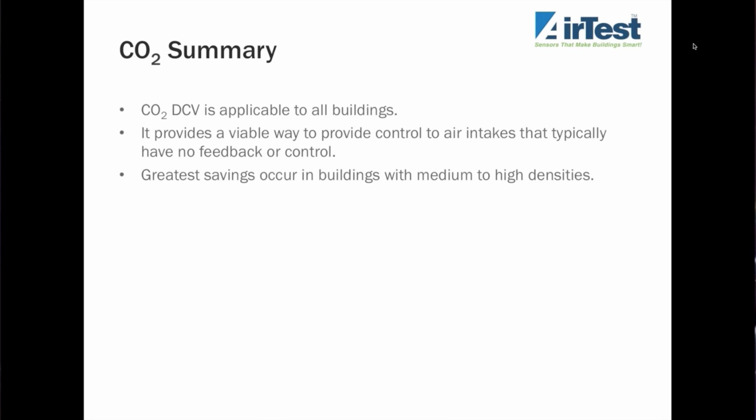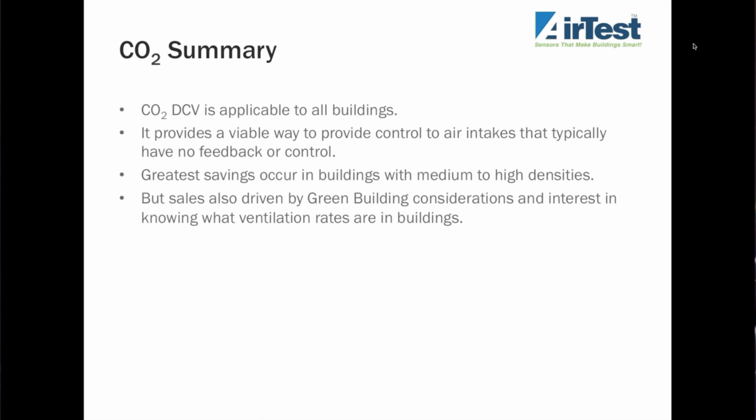So I think the thing we've learned and where the greatest implementation has been so far is in buildings that have medium to high densities, and that includes places like theaters, hospitality venues, retail stores, shopping centers, schools, universities. I think we also see that there's big savings in those applications, but also anywhere where green building, sustainable building criteria is being applied, people are putting in CO2 sensors because they want to know what the ventilation rates are in the building. And there's still savings to be had, they just may not be as high.